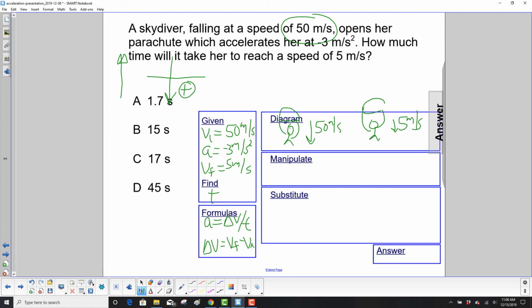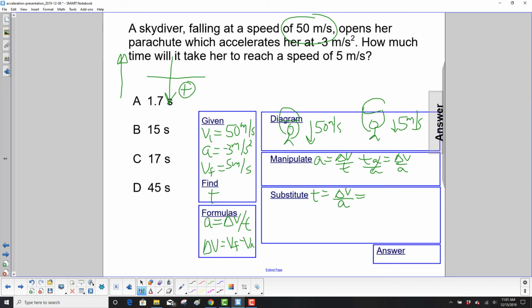So let's manipulate our equation. A is delta V over T. We're trying to find time, so we multiply both sides by time. We have TA is delta V. And then we divide through by, what are we trying to find? Time, divide through by A. And we find time is equal to the change in velocity over the acceleration.